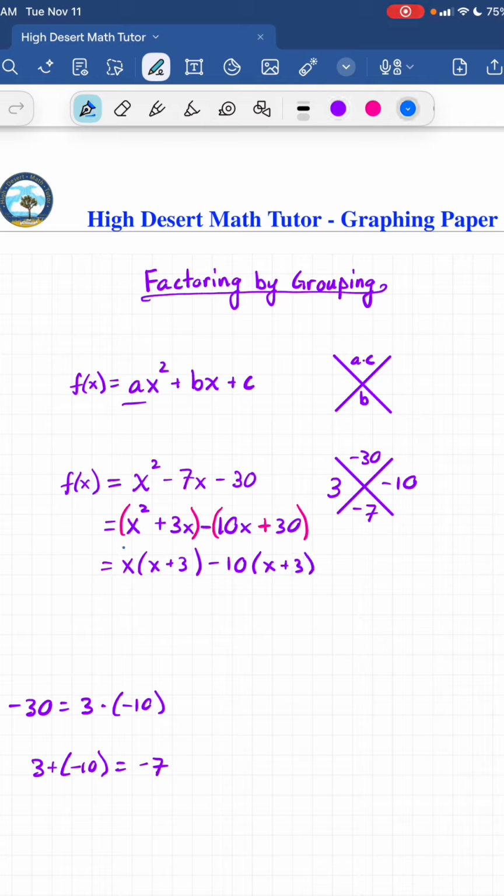Now we can put some brackets around this whole thing. Brackets are the same as parentheses. And ask, what does this big scary term have in common with this big scary looking term? They both have a factor of x plus 3. So we can factor that out.